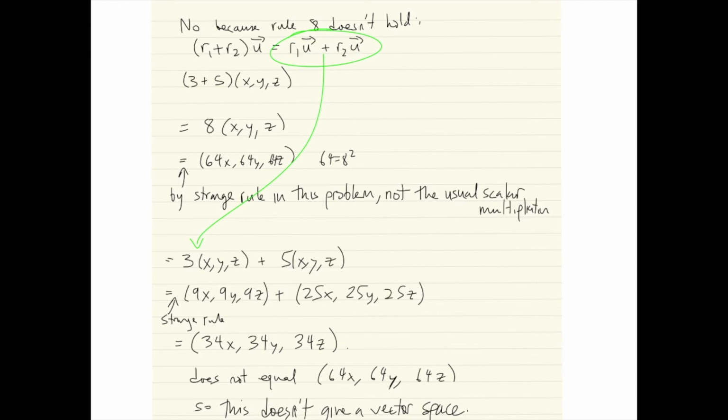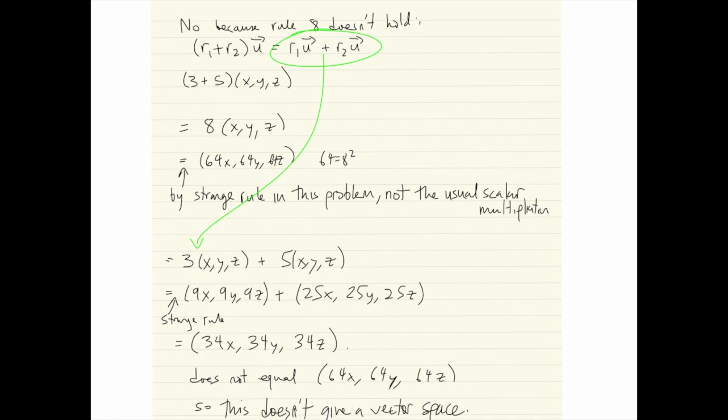Well, R1 was 3, so 3 times this vector is what we have to compute, plus 5 times this vector, since R2 is 5. We have to compare, is (64x, 64y, 64z) equal to the sum? The sum is this: 3 times this vector, in this funny, strange rule that we'll never see again in this book, is (9x, 9y, 9z), and then 5 times (x, y, z) is (25x, 25y, 25z). Again, this is only in this example in this book. In the rest of the book, 3 times (x, y, z) is going to equal (3x, 3y, 3z), because that's the standard operation on Rn that makes it a vector space.